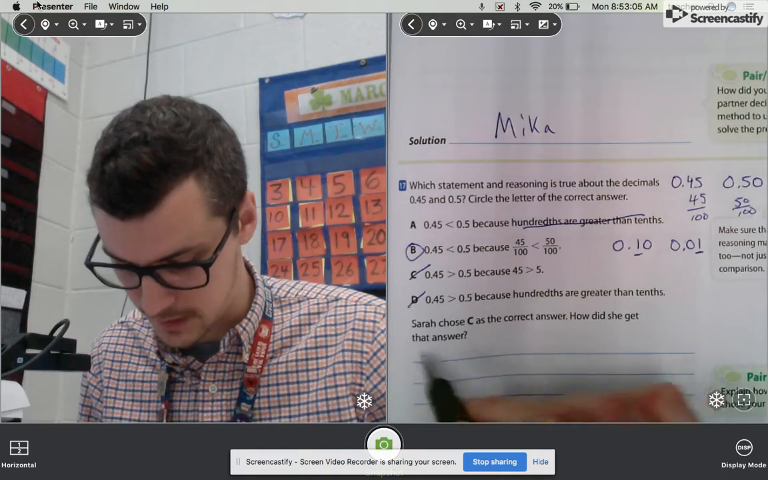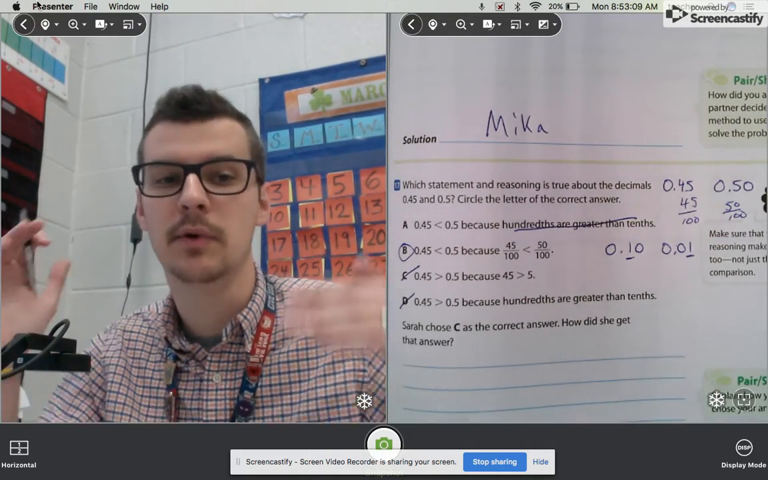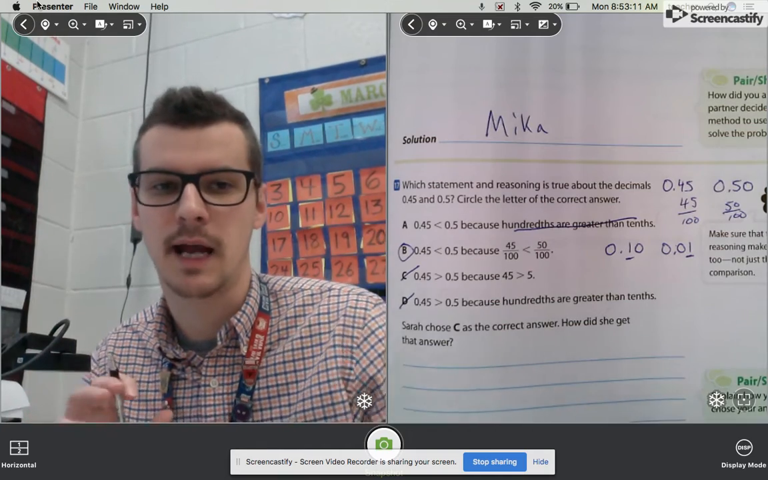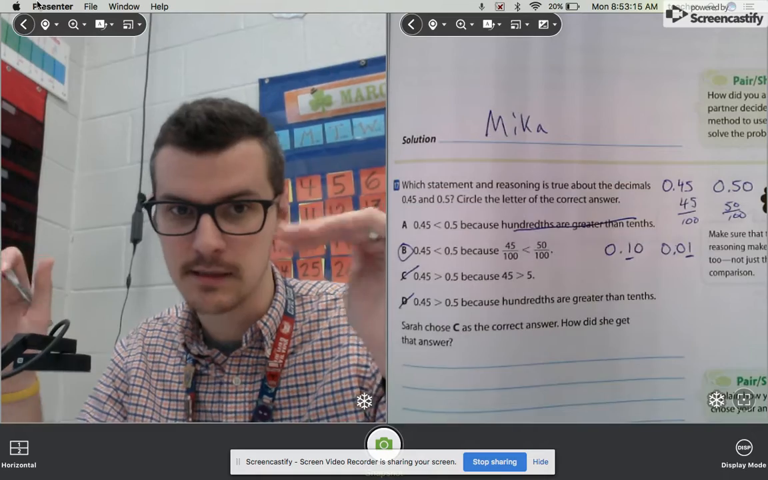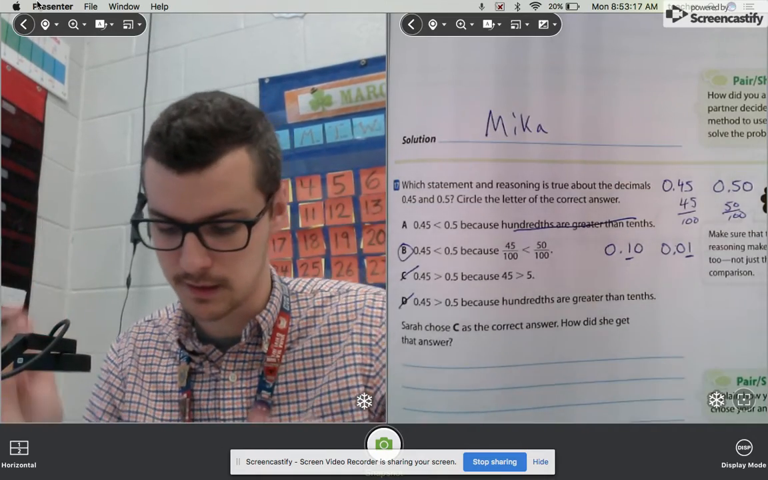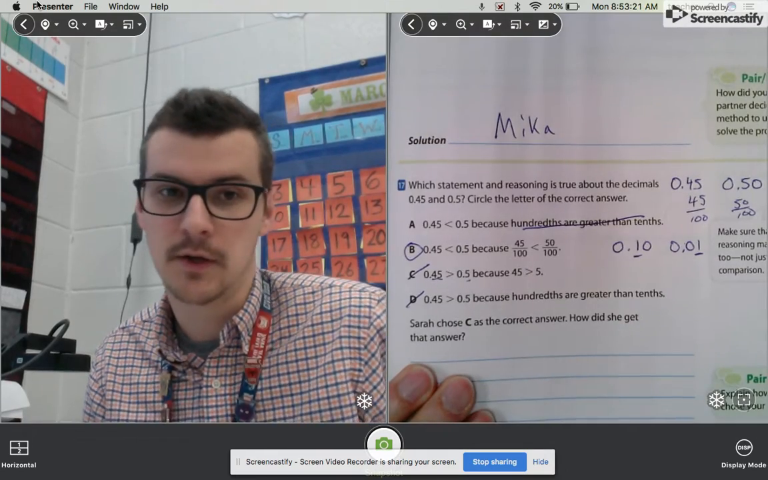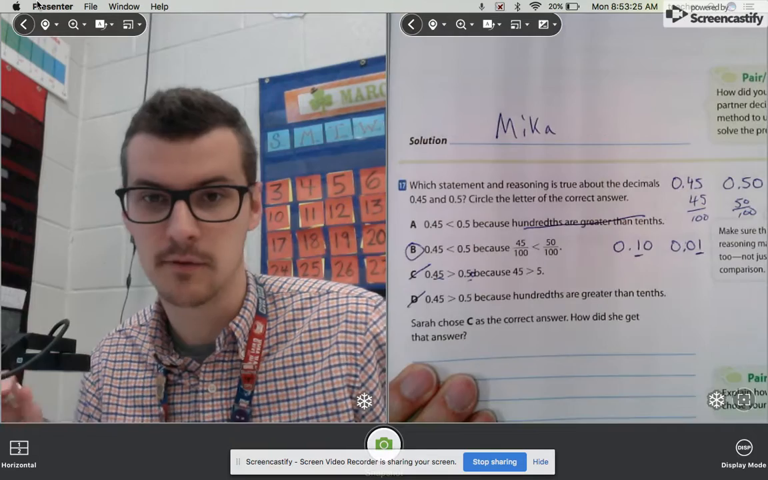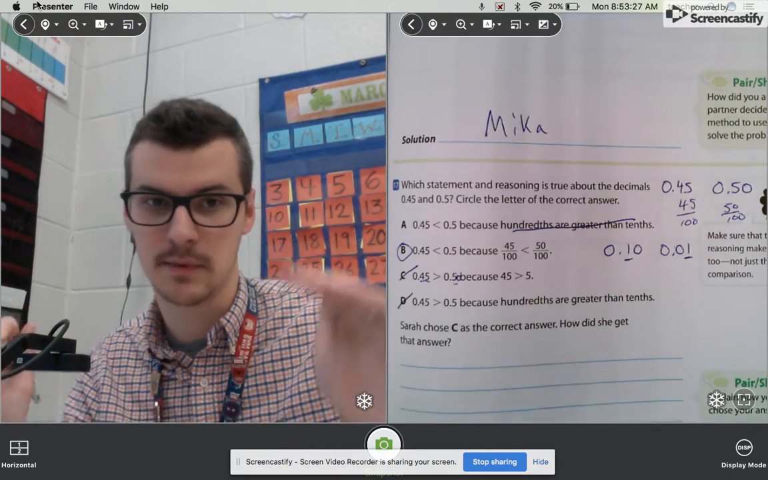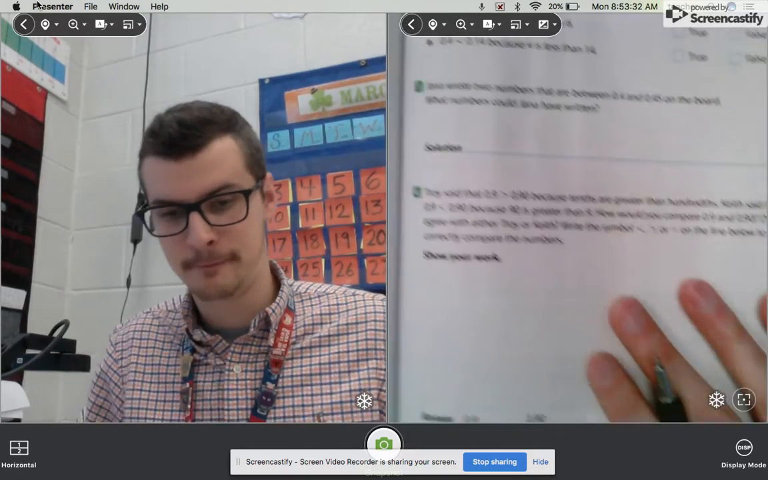And Sarah chose C. She's literally just going. What she doesn't understand is she's not putting them on the same playing field. She's comparing apples and oranges instead of apples and apples, or she's comparing hundredths to tenths instead of hundredths to hundredths or tenths to tenths. She just sees 45 and 5, and she falls into that trap every time. You have to get them on the same level. Hundredths compared to hundredths, tenths compared to tenths, thousands compared to thousands. Okay.